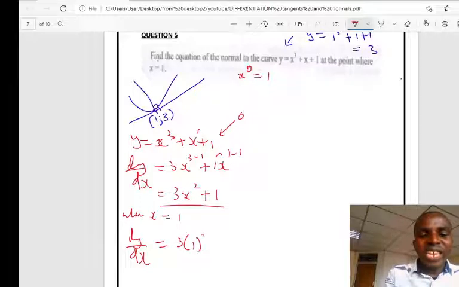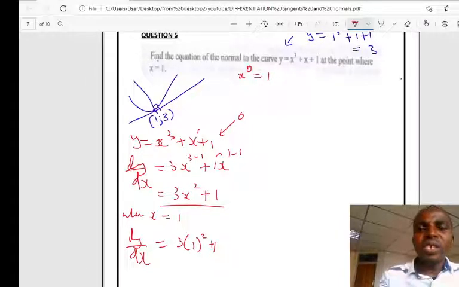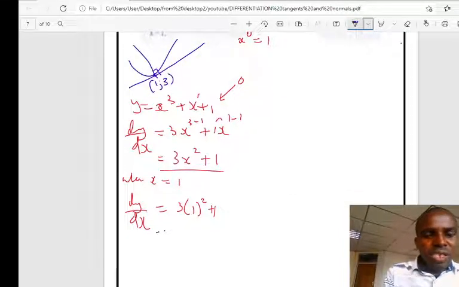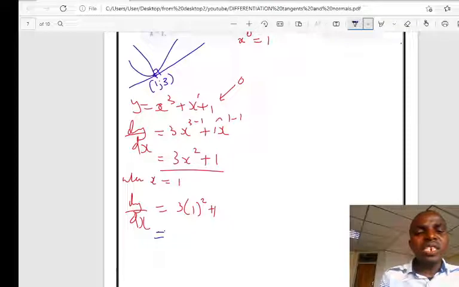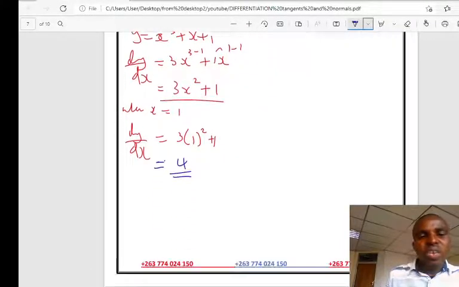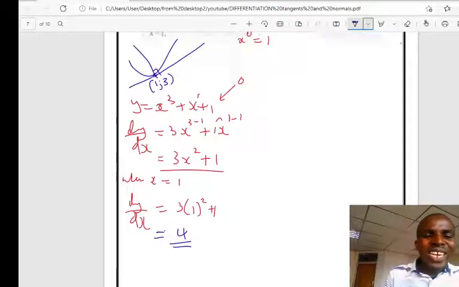So when x is equal to 1, dy/dx is equal to 3 times, where there is x, you put 1, 1 squared plus 1. Simplifying, 1 squared is 1, times 3 is 3, and 3 plus 1 is 4. So the gradient is 4. Now we are left with this one, the gradient of the tangent.